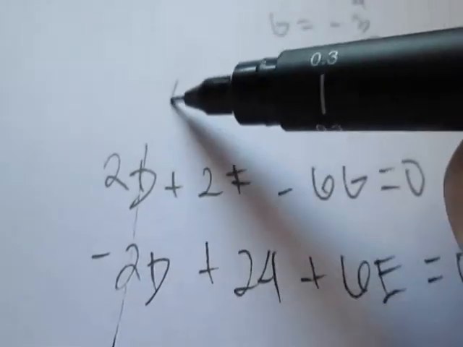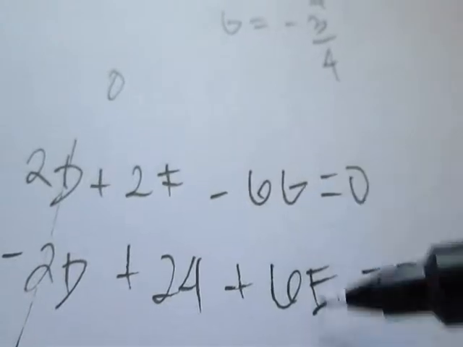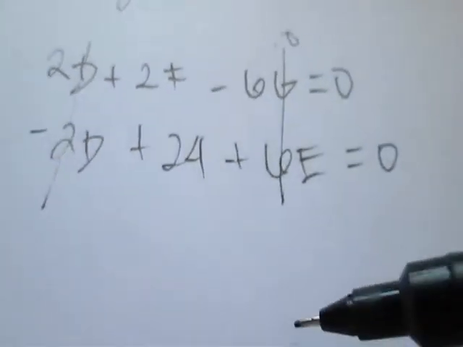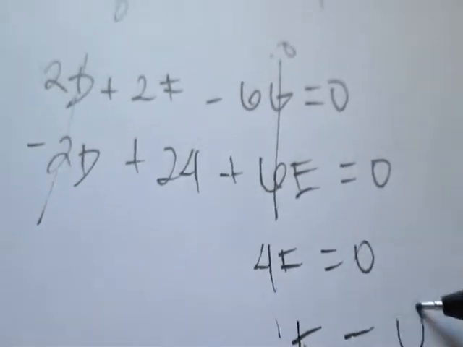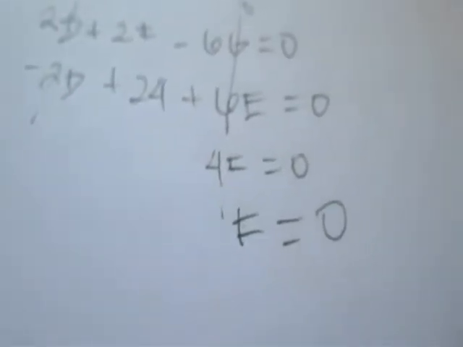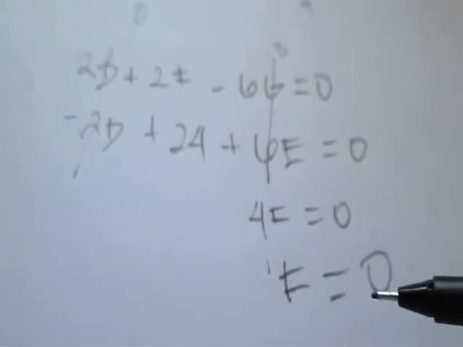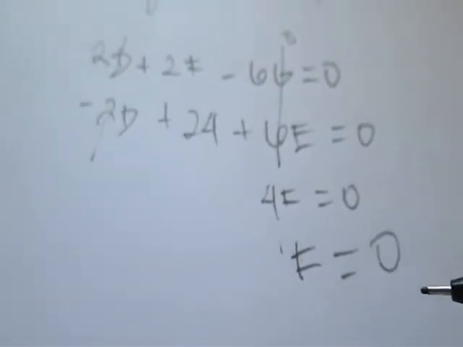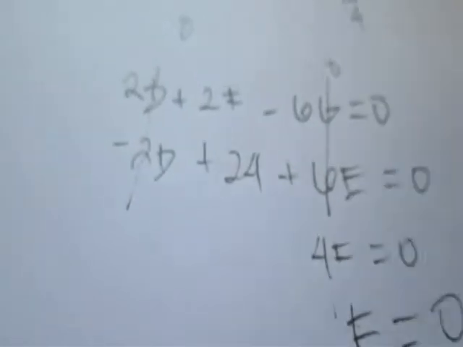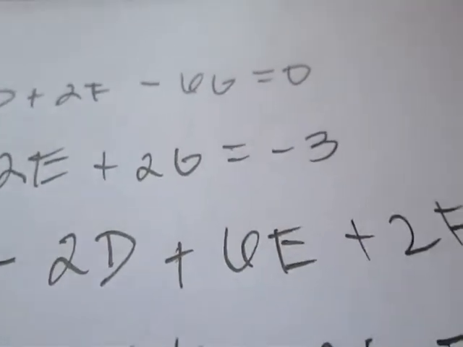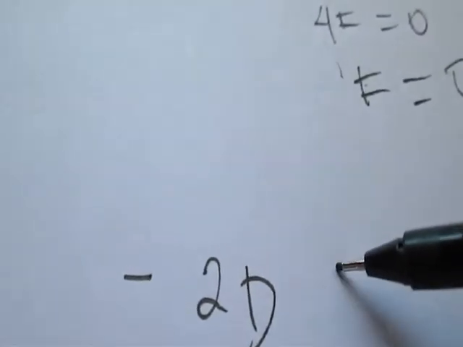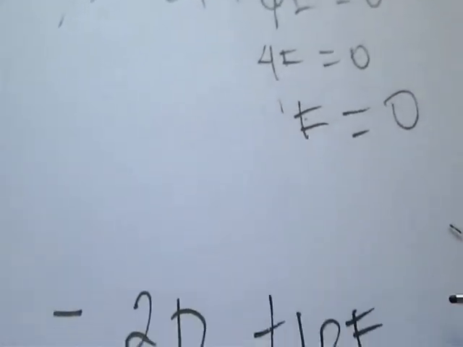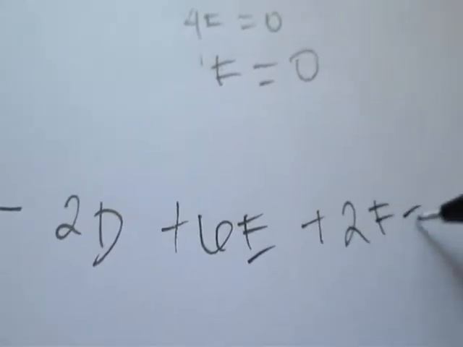So we can cancel this out. And here, since g is equal to e, we can also cancel this. So we have 4f equals 0, and f equals 0. Then substituting the value of f and e in this equation, so we have negative 2d plus 6e plus 2f equals 0.